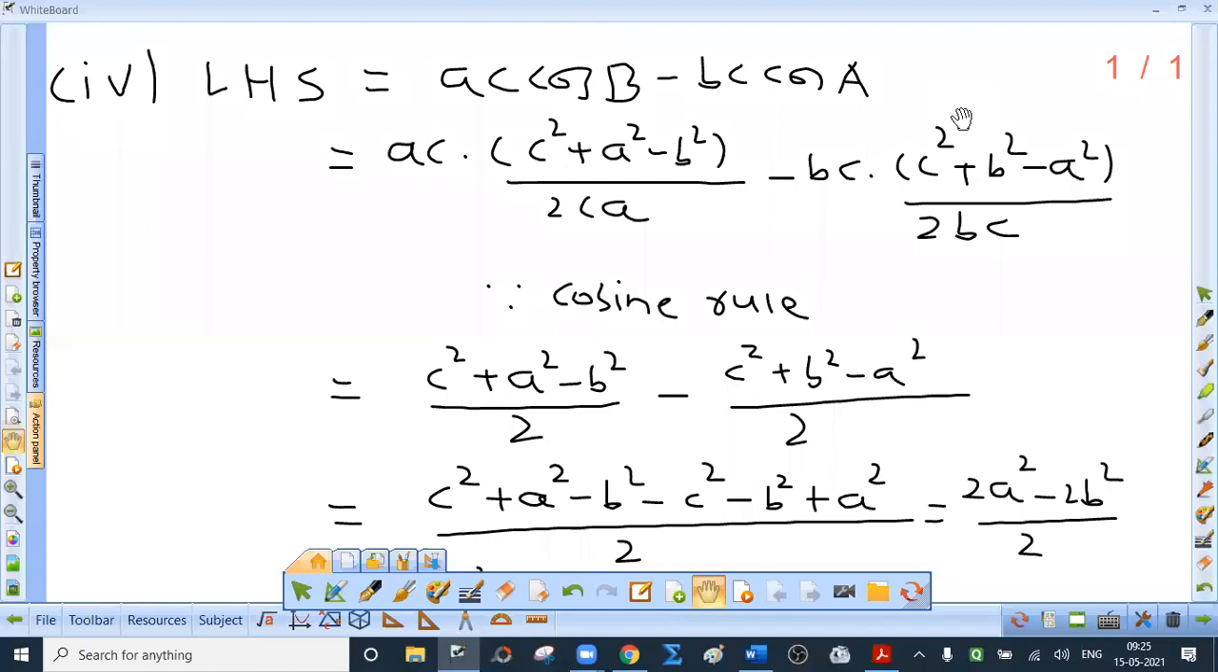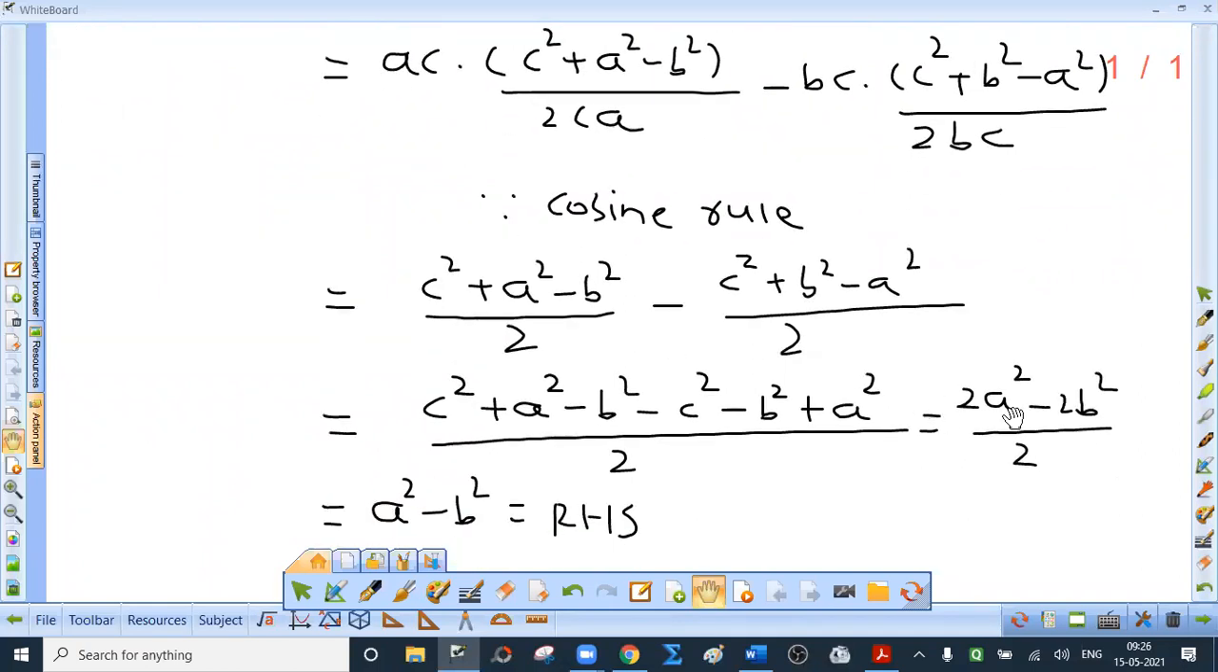Fourth one, a simple one. Prove that AC cos B minus BC cos A is a square minus b square. Begin with LHS. Use cosine rule. Here AC gets cancelled. Here BC gets cancelled. LCM is 2. So numerator c square plus a square minus b square minus c square minus b square plus a square. So it is 2a square minus 2b square upon 2. Take 2 common from numerator, cancel that to get a square minus b square, which is nothing but right hand side.